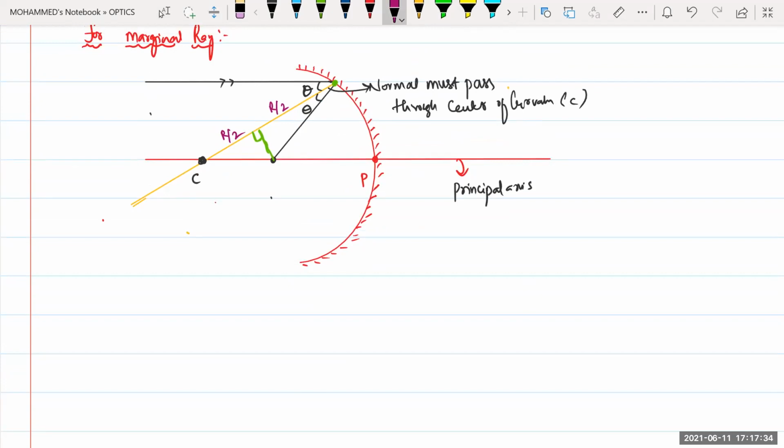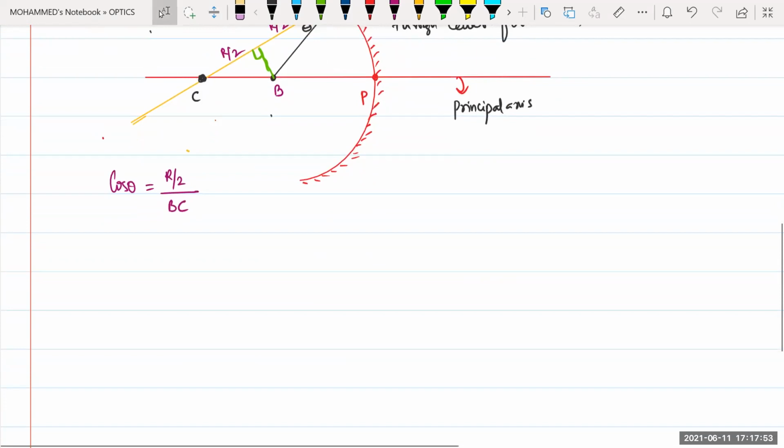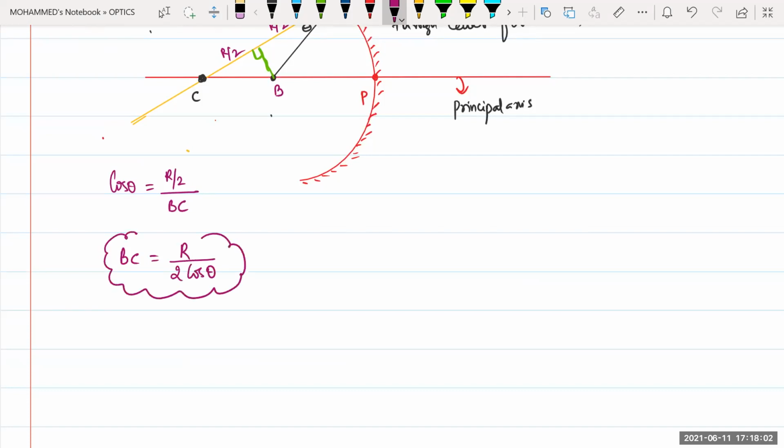So I'm taking this one as r by 2, and this point I'm taking as B, and this is the pole. Now from the figure, cos theta will be equal to r by 2 divided by BC. Now what will be the value of BC? BC will be equal to r by 2 into cos theta. See the diagram? BC equals r by 2 cos theta.